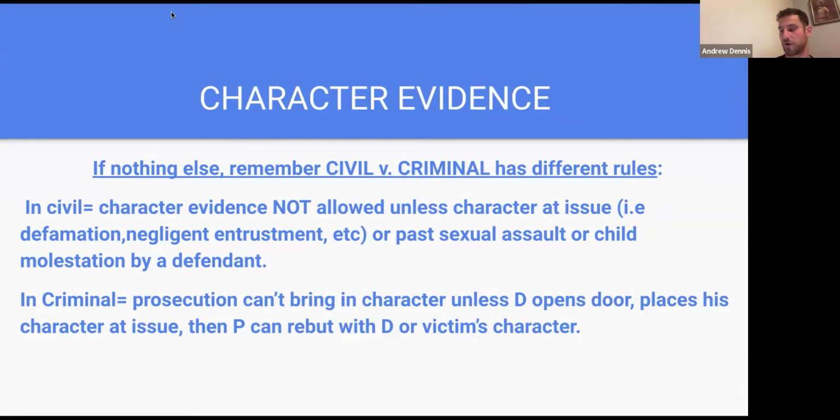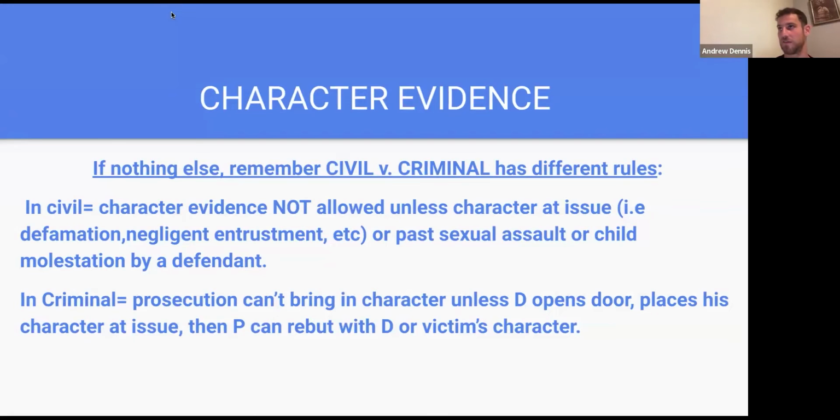So what's an example? We're accusing Tommy of defamation because he called Johnny a thief. And now we want to bring in evidence of Johnny robbing a bank. Well, yes, we can bring that in because character is at issue. So we're trying to show that truth is a defense to defamation.